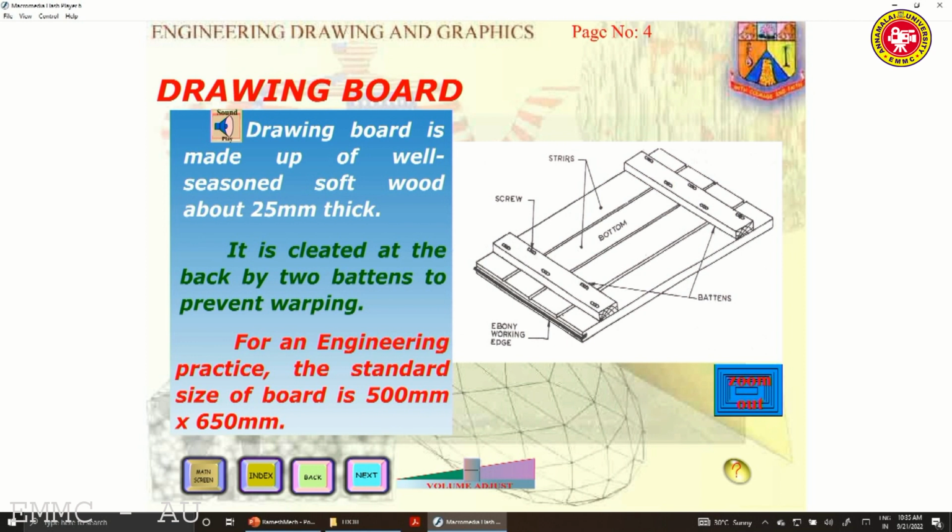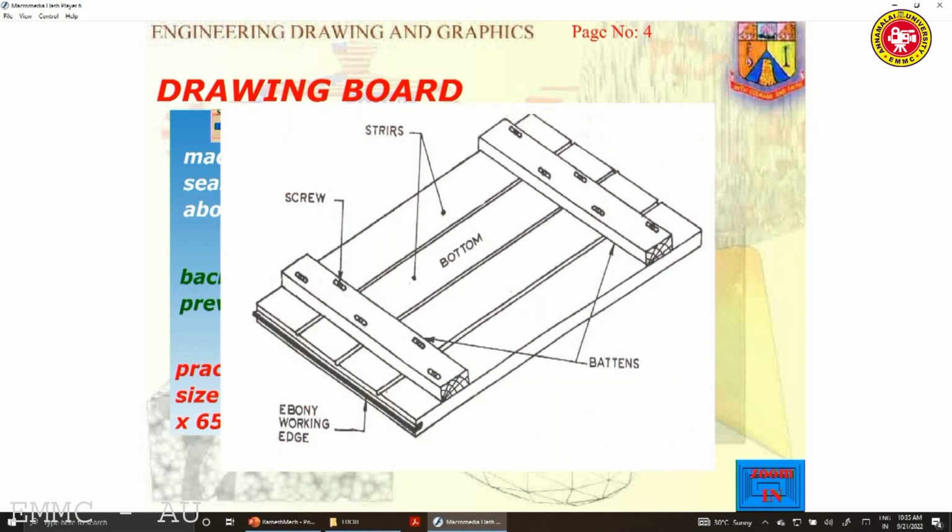This is the picture we are showing here, a drawing board from the backside. There is a bottom end, and there we have some strip-like arrangements. It is very important because it is softwood. On that board we place our drawing sheet, because it must have a very smooth surface to produce our drawing legibly.